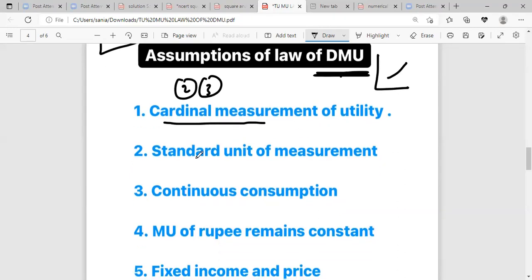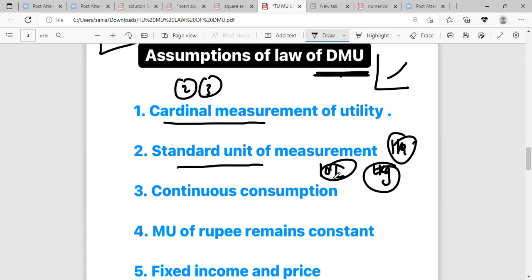Second, standard unit of measurement. There will be a standard measurement, like, okay, ma'am, I have 10 liters of water, I am eating 1 kg chapati, I am eating 1 kg apples. So you will be giving a unit. You will not say I ate a lot of apples. No, ma'am. The unit you will be measuring, right? So a standard unit will be used.